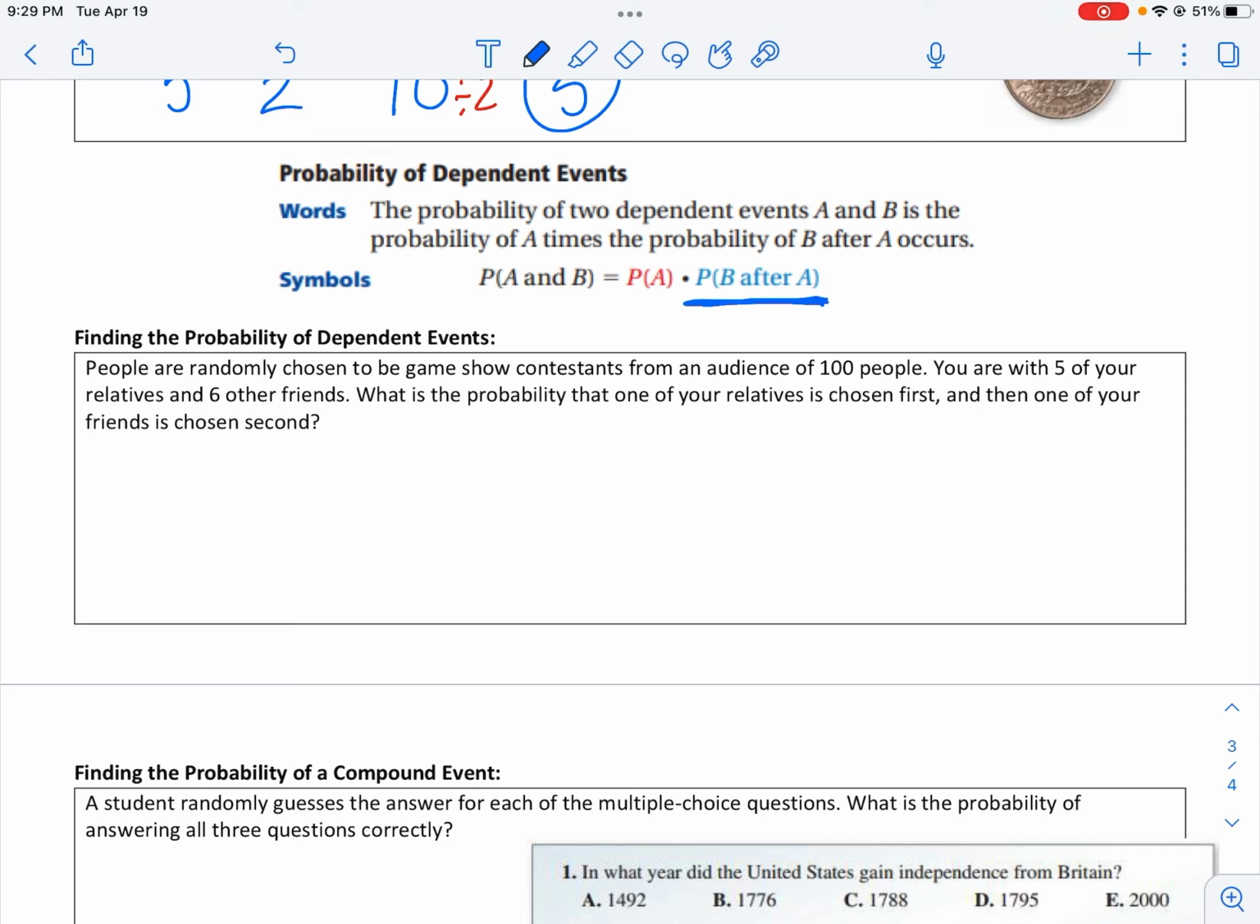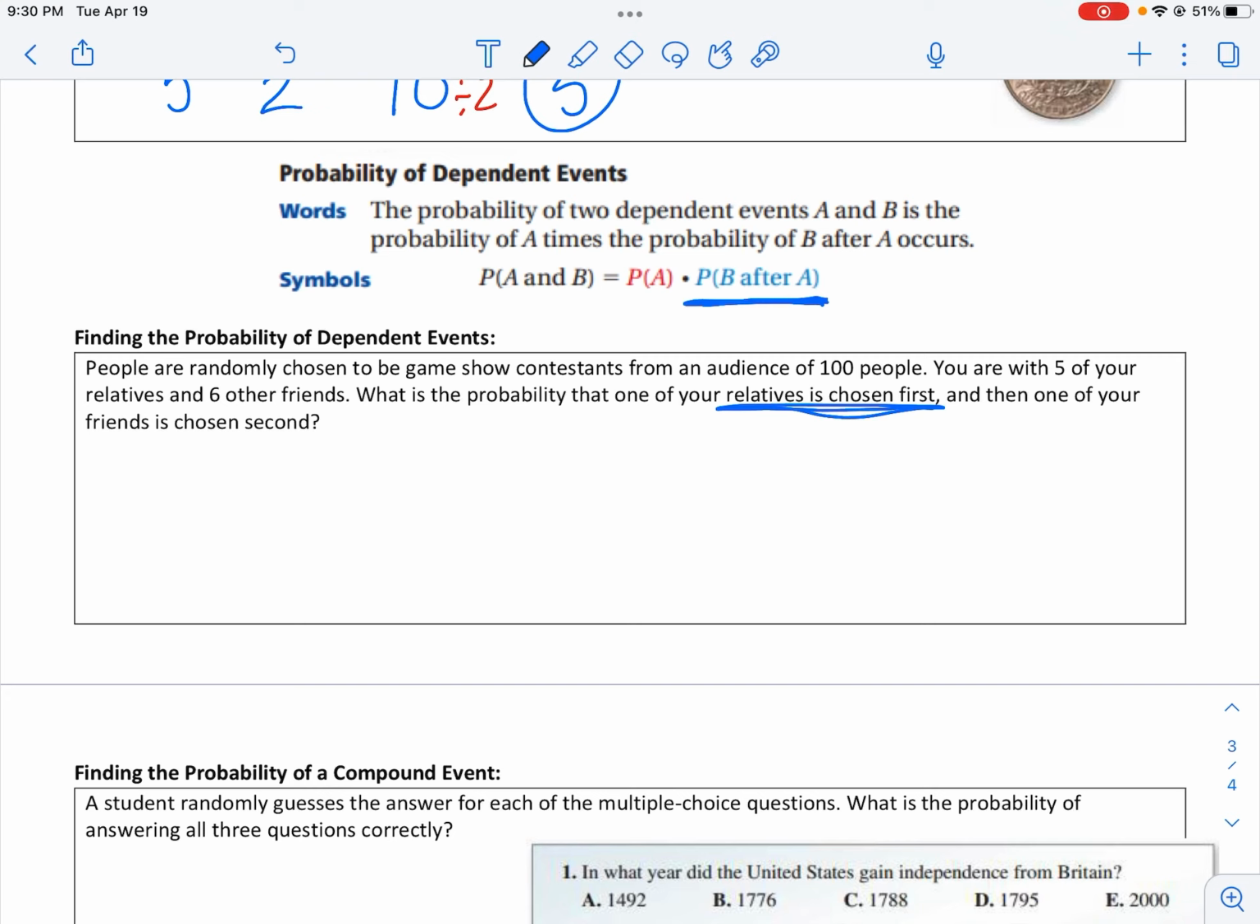Okay? So in this first example, it says, people are randomly chosen to be game show contestants from an audience of 100 people. You are with 5 of your relatives and 6 other friends. What is the probability that one of your relatives is chosen first and then one of your friends is chosen second? So the first question is, what is the probability that one of your relatives is chosen first?